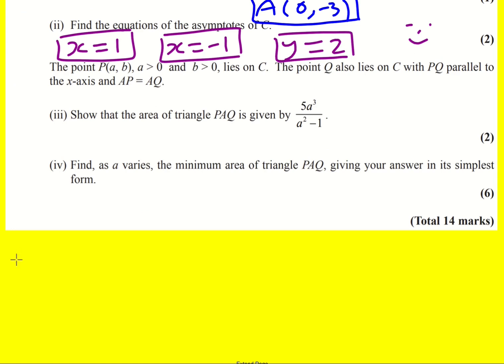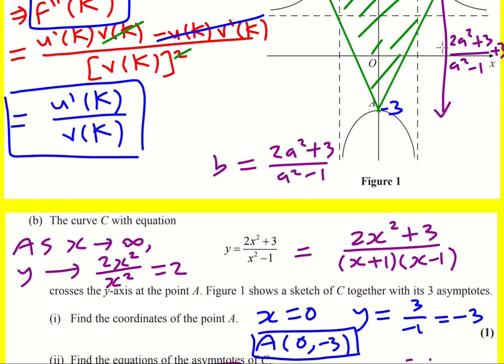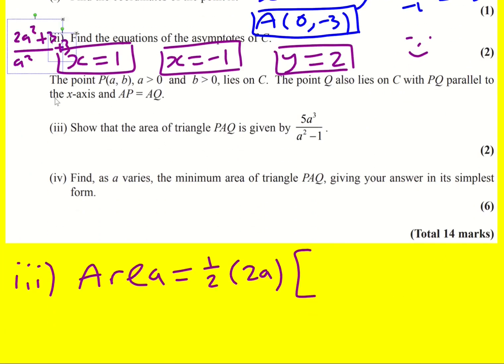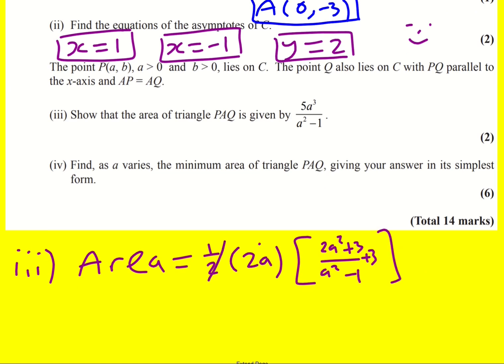Put it down here, so part 3. So the area will equal half times the base times the height, which is this thing here. And somehow it's going to simplify down to that. Let's try and do that. Well, I can cancel out that half with the 2. I'll leave the a outside for the moment.